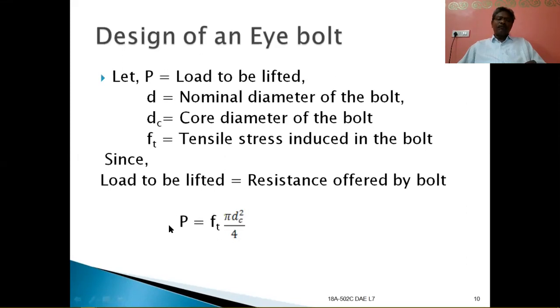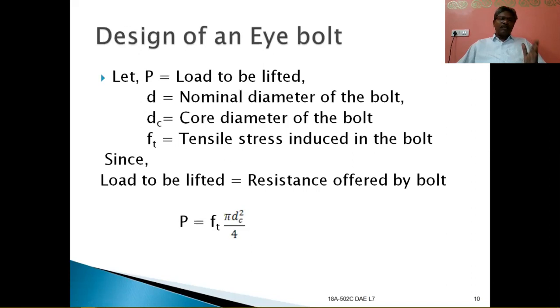So this is the simple formula to calculate the size, meaning the nominal diameter of the eye bolt. So after getting DC, that means core diameter, we have to go for standard tables, or we have to go for a formula, that means the relation between core diameter and nominal diameter.